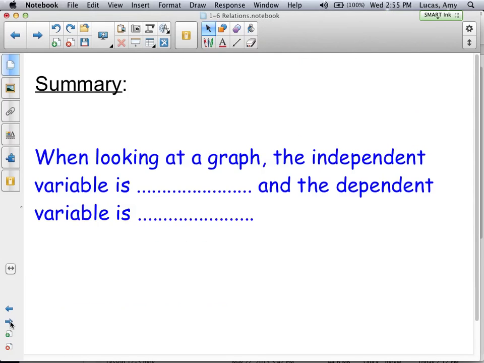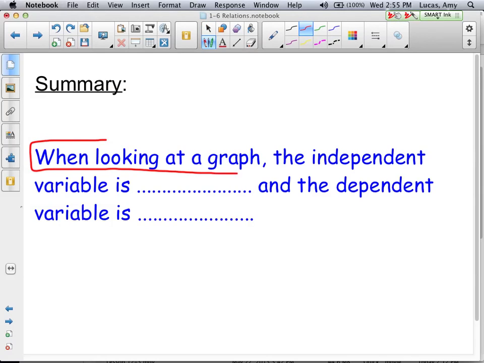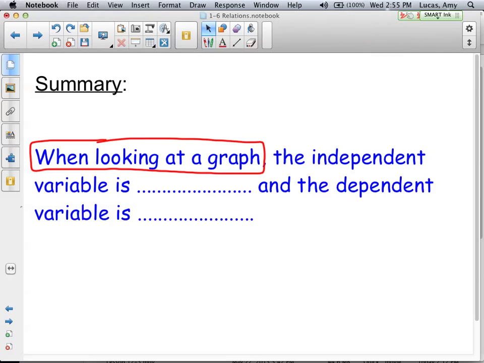Now it's time to write your summary. This should be pretty easy because I've said it a lot of times. When looking at a graph, the independent variable is blank and the dependent variable is blank. The key was when looking at a graph. Okay? Describe how you can figure out which variable is which. Complete sentence, please.